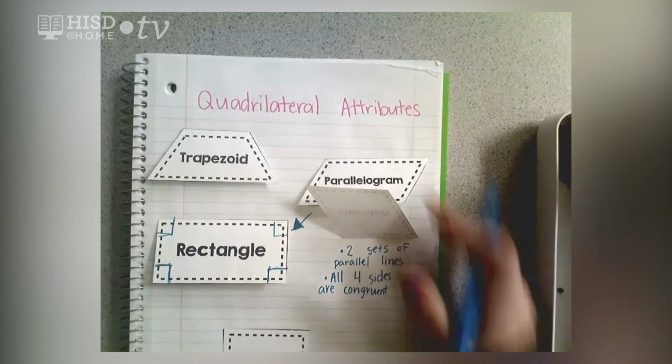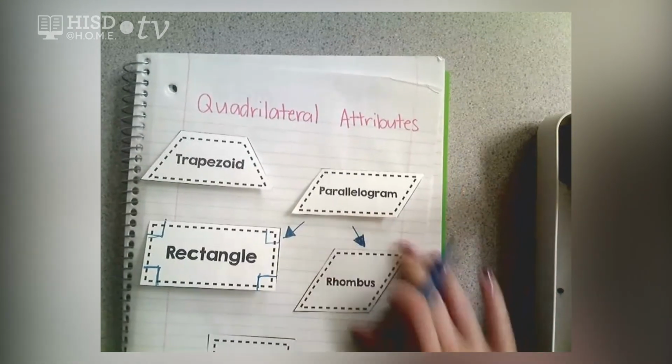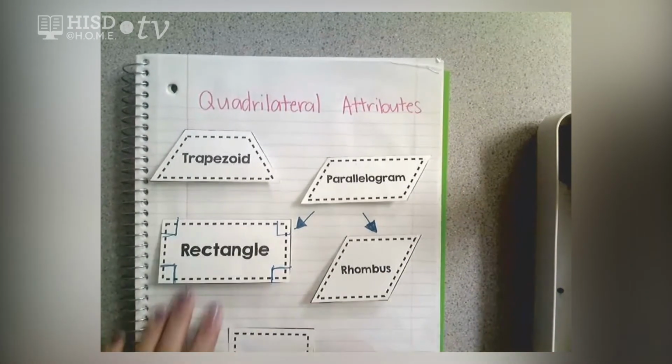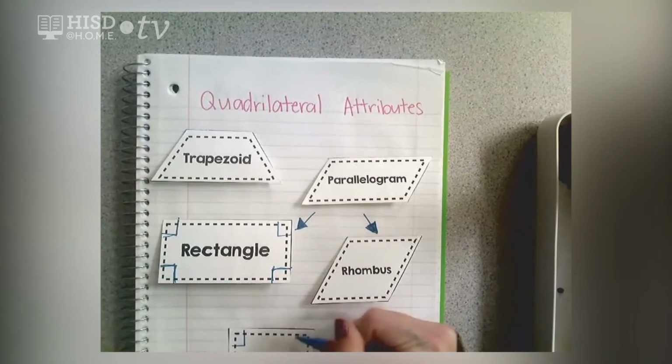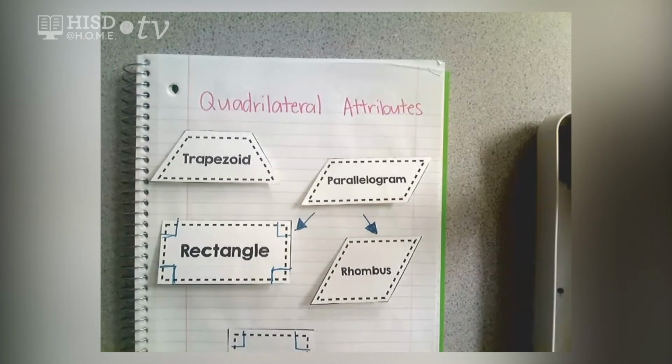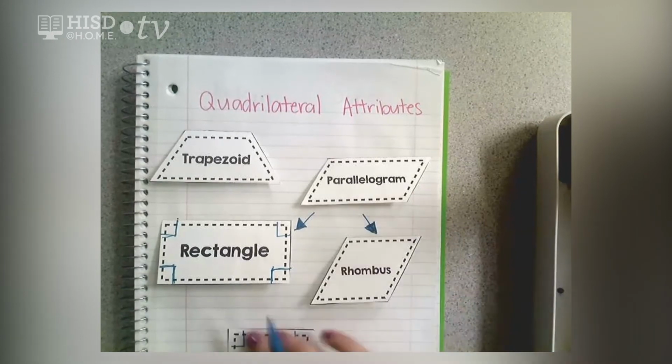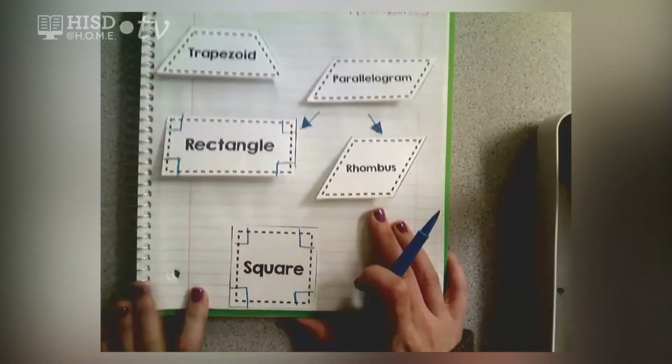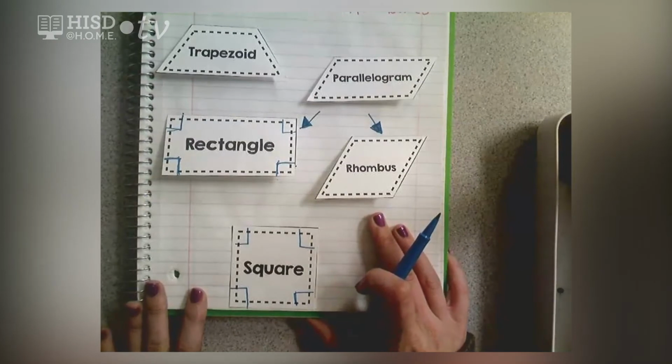All congruent, or the same. And then a square can also be considered a rectangle because it has four right angles, a parallelogram because it has two sets of parallel lines, and a rhombus because all four sides, oh, I'm sorry guys, all four sides are the same.